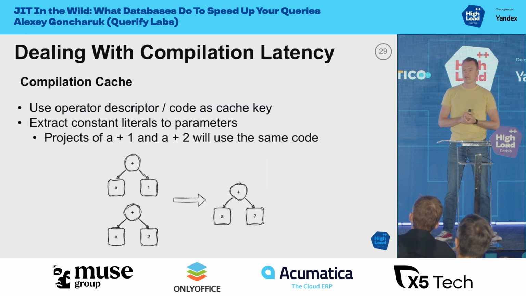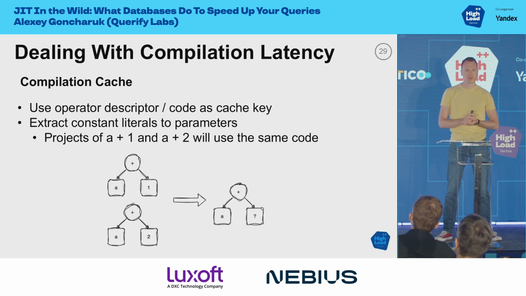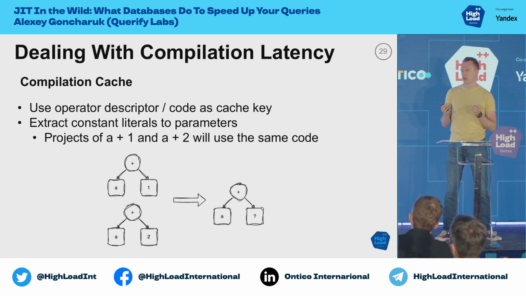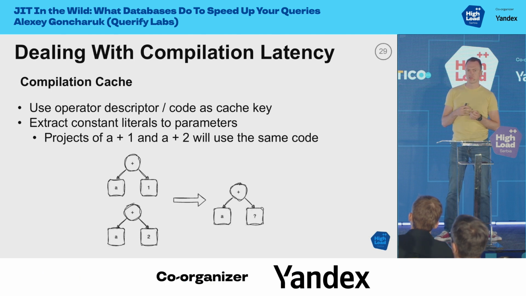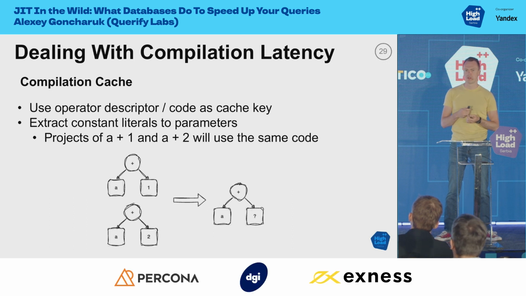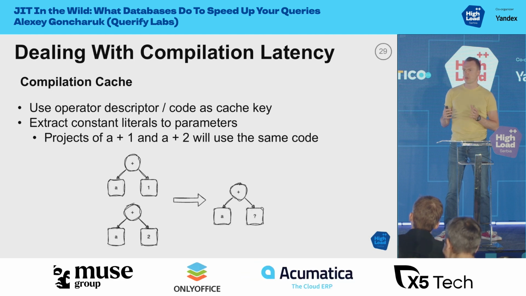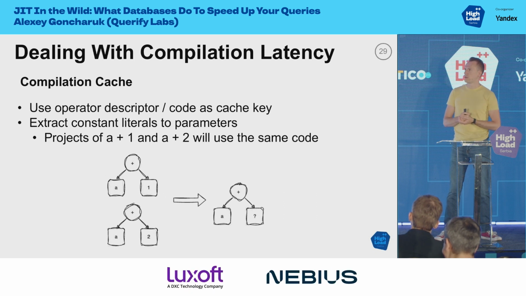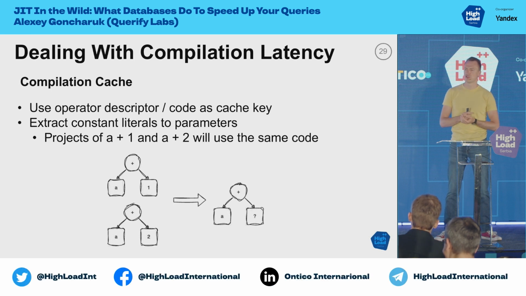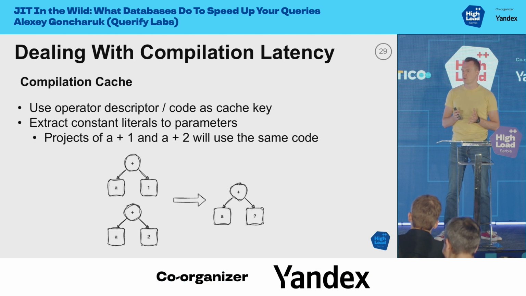Another thing that you can do is to use a compilation cache. And for the compilation cache, this per operator separation comes in very handy, because you can use, for example, the quite compact operator code or even an operator descriptor as a cache key, and you can store the compiled binary code as a cache value. However, the first iterations that we used showed that the cache hit rate was not as good as we expected.